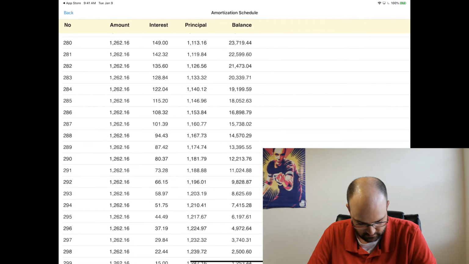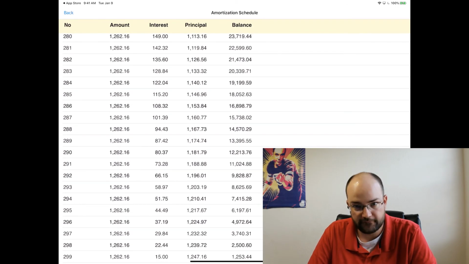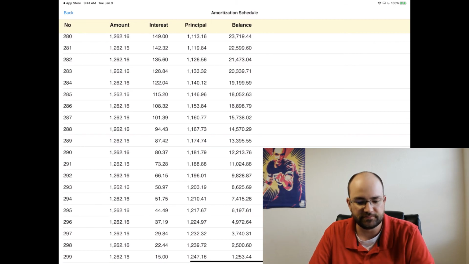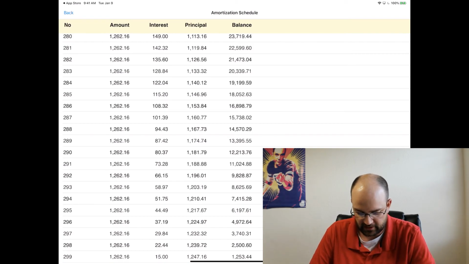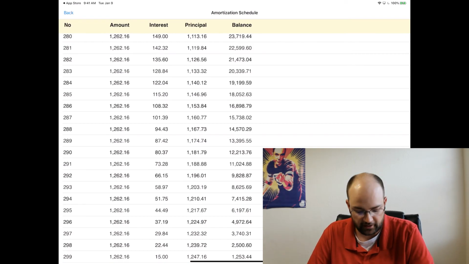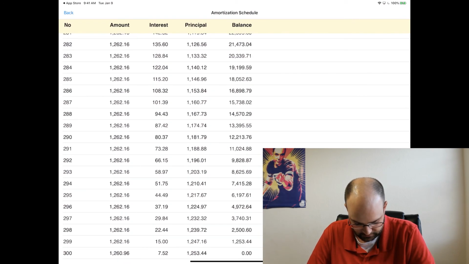Even with 1 year left, you still owe about $14,500, but almost the entire payment is going towards the principal, and so that $14,570.29 will in fact be paid off. And there you go.